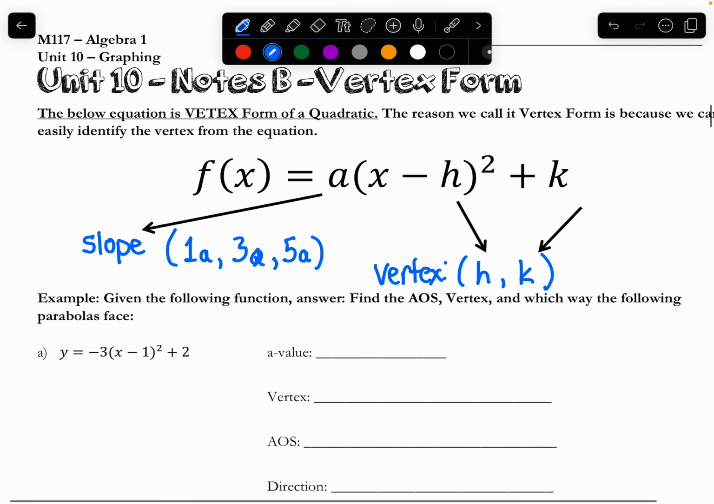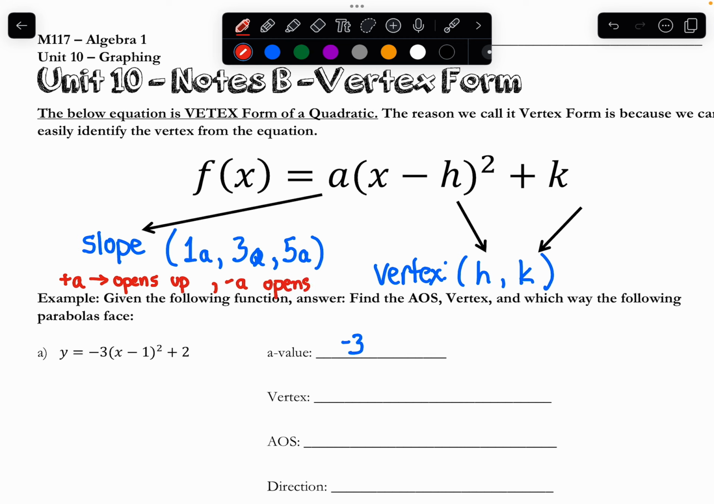So on this first one, I want to look at the A value. My A value is a -3. Now, a positive A value means your parabola opens up. A negative A value means our parabola opens down. Okay, those are the only two varieties of parabolas we're going to graph in this unit.